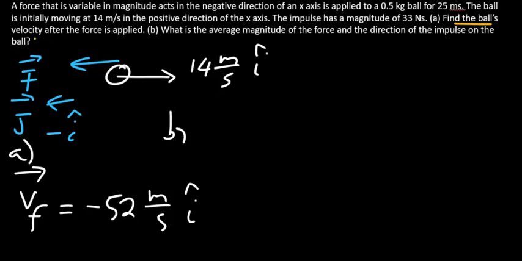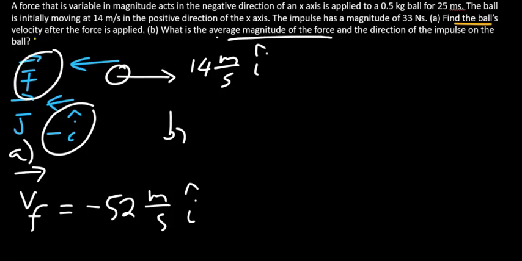It says find the average magnitude of the force in the direction of the impulse. Now we know the direction of the impulse is minus i hat because that is also the direction of that force. The average magnitude of the force is related to the impulse as follows. It's the impulse over the time interval. Remember, we are calculating the impulse force here.